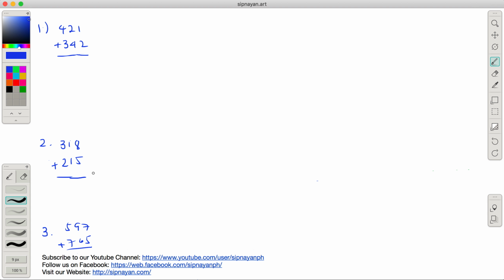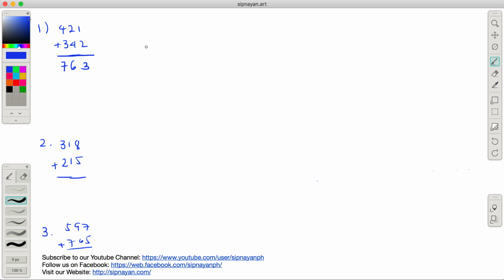So sabi natin, yung pinaka-method na natutunan natin sa school is to add the digits. So for example, tinitreat natin yung bawat isang pair as just digits. Hindi natin kina-consider yung place values nila kasi magkakatapat naman. So for example, 1 plus 2 is 3, 2 plus 4 is 6, and 4 plus 3 is 7.